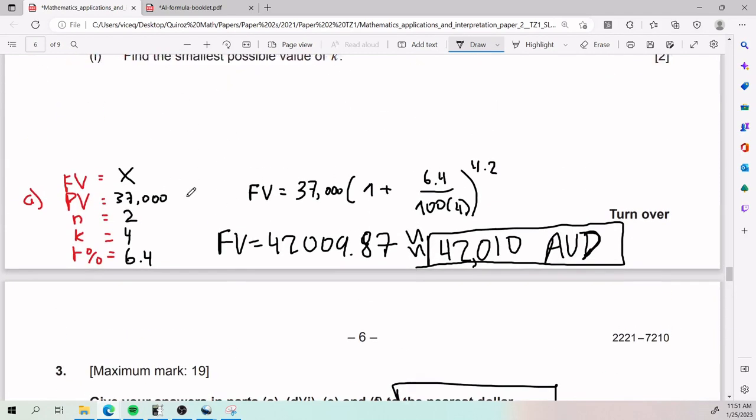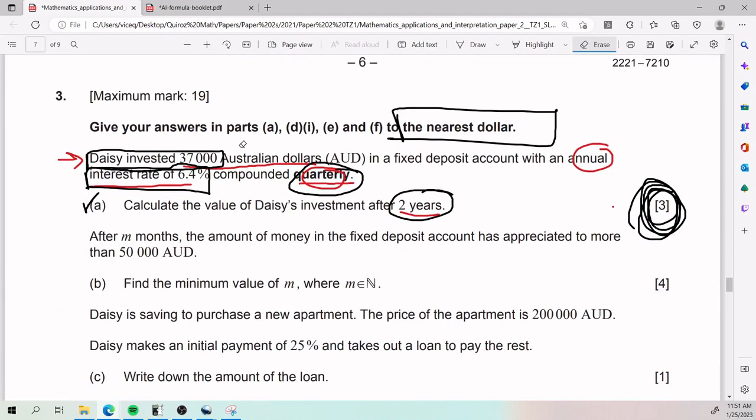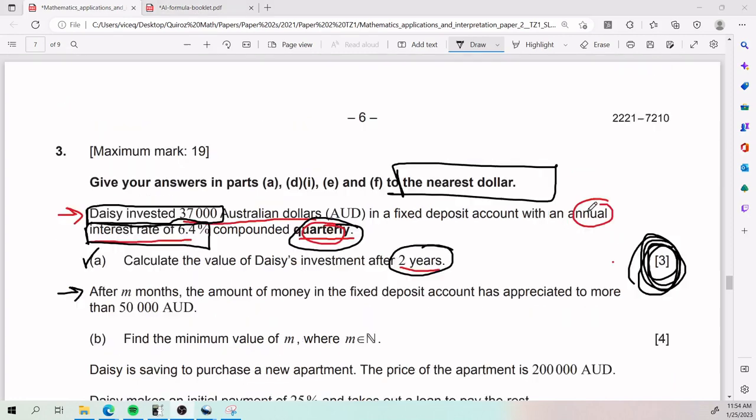Again, the big idea I want you guys to have in mind is that you will always be missing one. Okay, so you need to identify which one you're missing and work from there. Okay, so that is for part A. For part B, they tell us that after M months, the amount of money in the fixed deposit account has appreciated to more than 50,000 AUD, and to find the minimum value of M, where M is that.